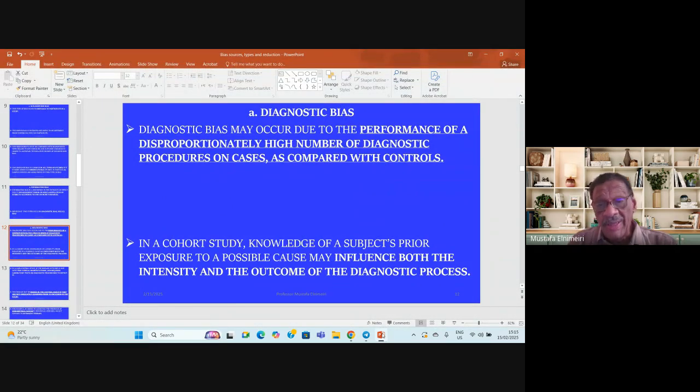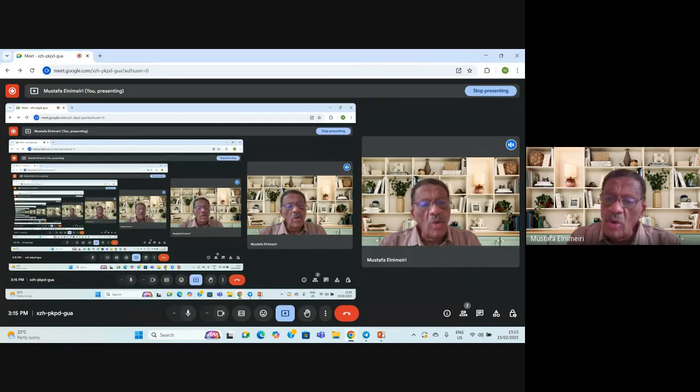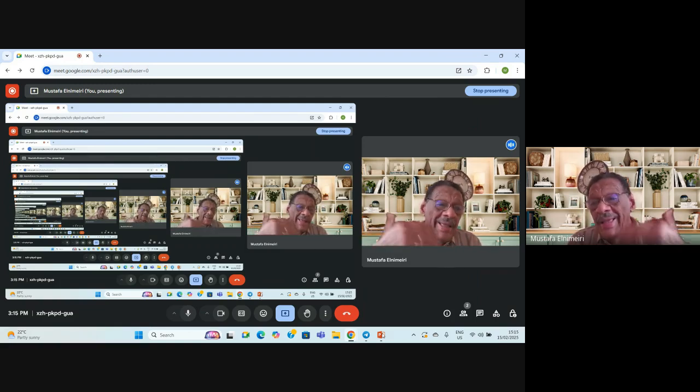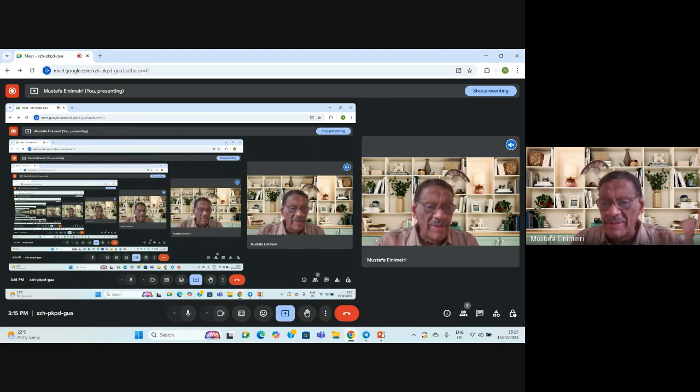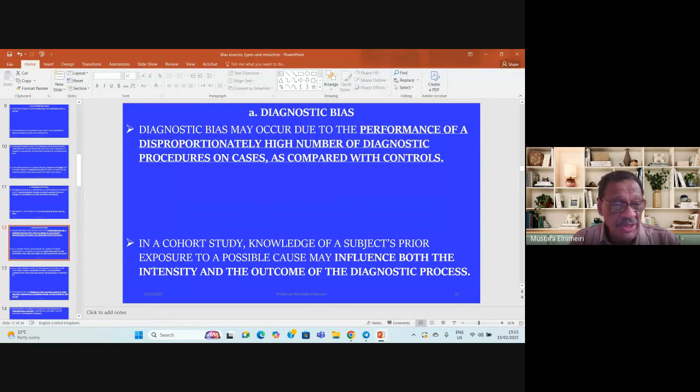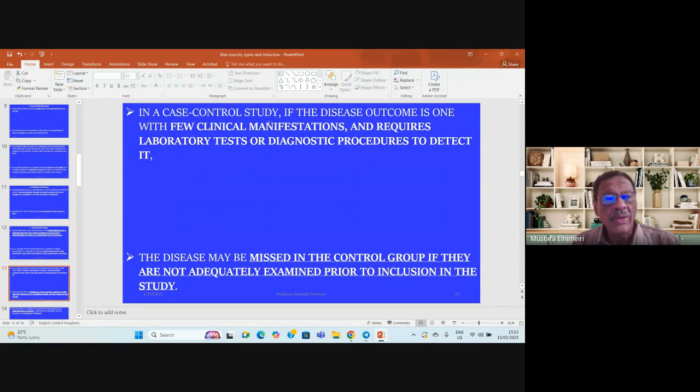And in a cohort study, knowledge of a subject prior to exposure to a possible cause may influence both the intensity and outcome of diagnostic procedure, especially in a cohort study. If the data collector or the interviewer comes to know that this individual had been exposed to the factor suspected to be etiologically associated, then also they will dig deeply, asking so many questions. They will carry many investigations so that they can detect whether this individual has developed the disease or not. In contrast to the cases, very minimal investigations are carried to detect the condition.